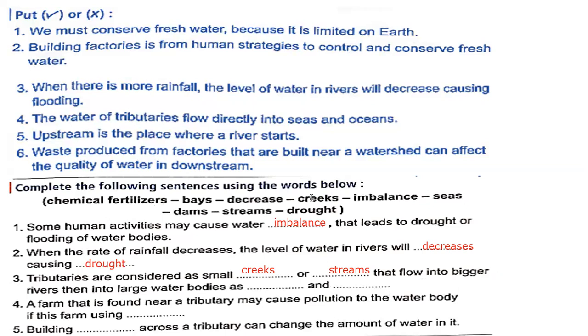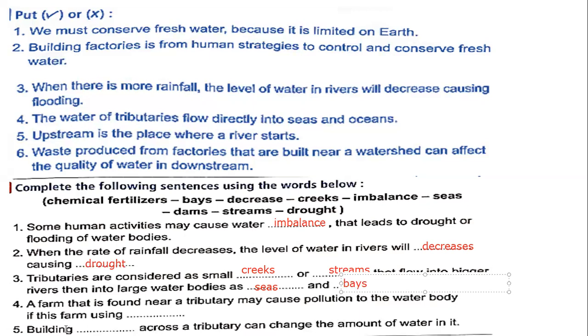So in seas, okay. And what do we have here? Or bays. Okay, so bays here. I think watershed is better than them. So which of bays, creeks, imbalance, seas, dams, streams, route? I think bays here. This is the only word we have here.